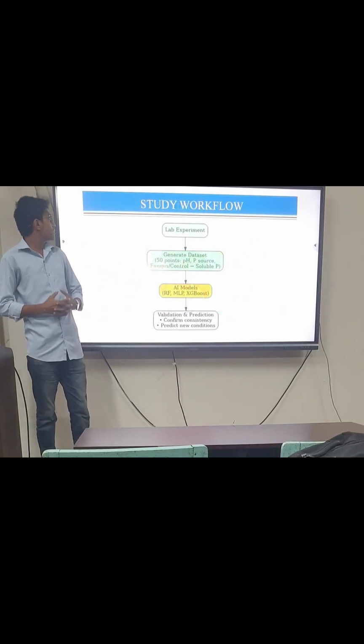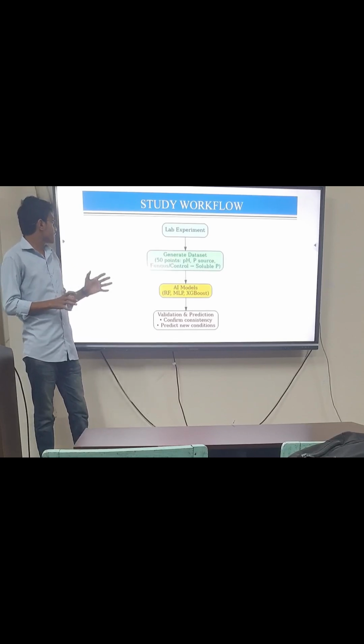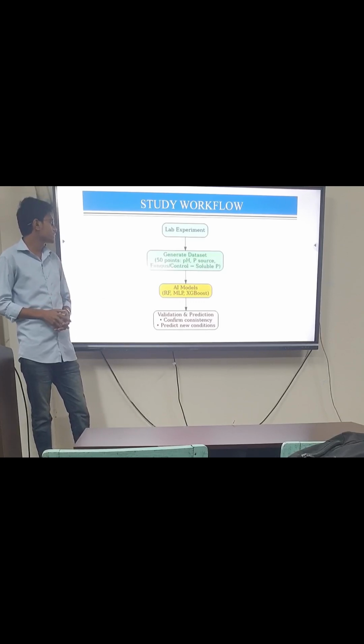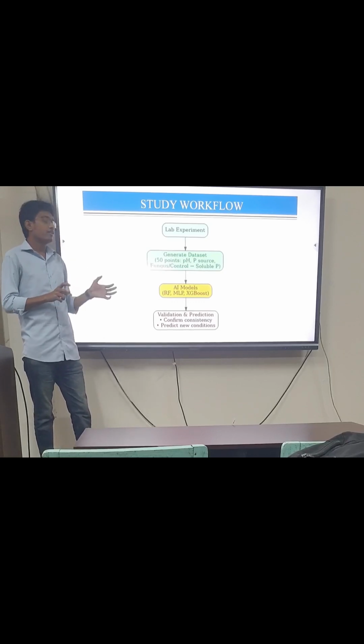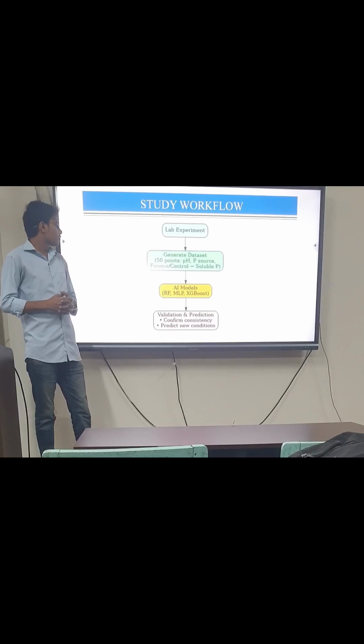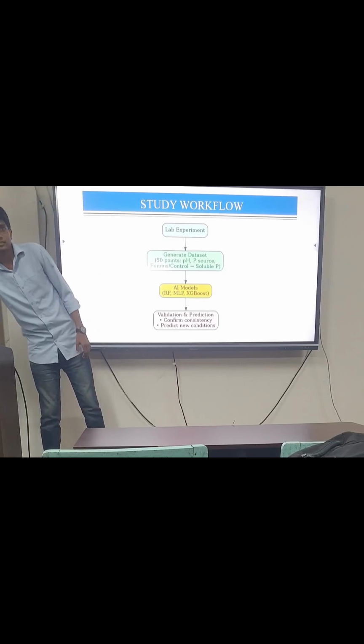Now I will demonstrate how they worked on this paper. Initially they experimented in the lab and generated a data set of 50 points with different pHs, phosphorus sources, fungi and control, and finally the phosphorus solubilization measurement. They used AI models like RF, MLP and XGBoost, and validation and prediction confirm the consistency of the results and predict new conditions. I will demonstrate this in the later part.